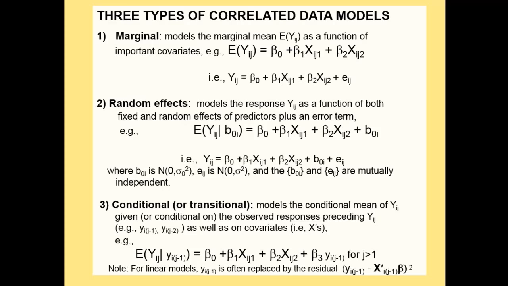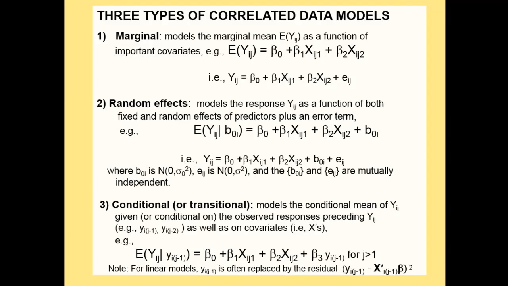Okay, so let's start by talking about the three types of models that I just mentioned. Let's start with marginal models. So the slide says that model is the marginal mean, E, the expected value of Yij as a function of important covariance. It looks just like a normal linear regression model, right? I mean, except for the subscripts down here, the ij's, indicating the ith subject or cluster and the jth observation within that cluster. Otherwise, this model here looks just like the linear regression models you learned about in second semester biostats, right? Hopefully that should look pretty familiar.